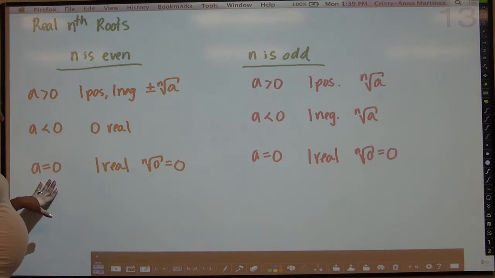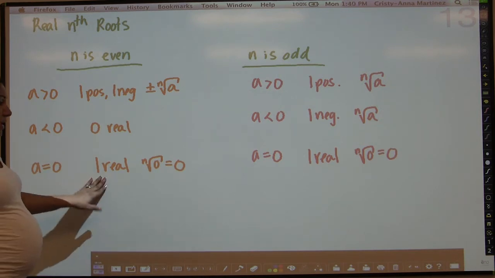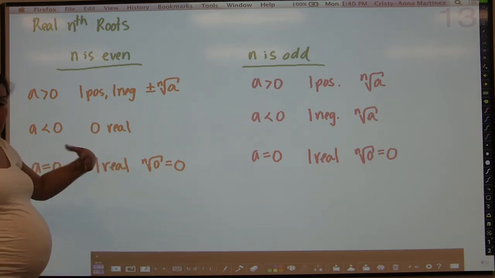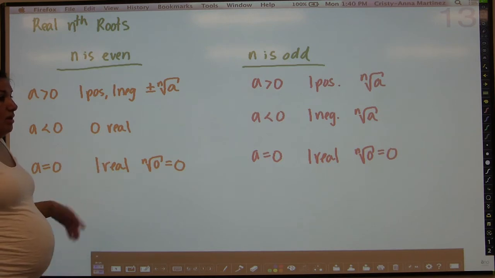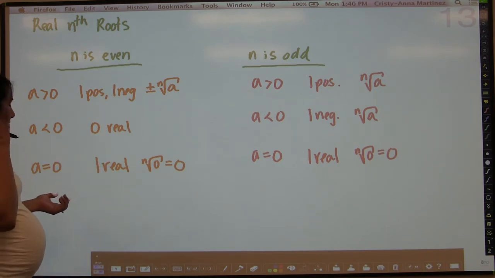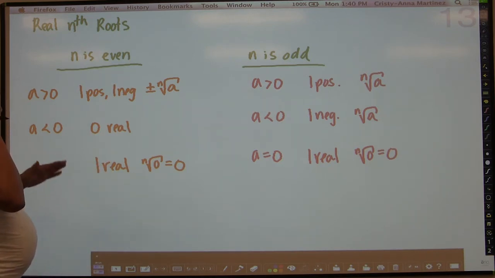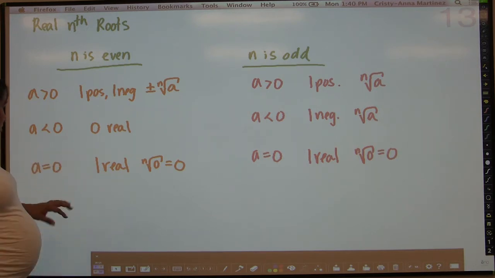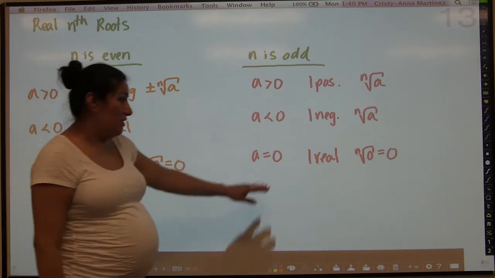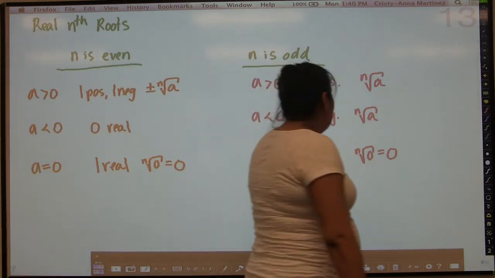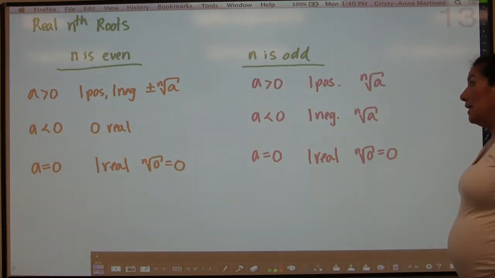And then of course, if a is 0, then you get one real root, which is 0, because any root of 0 is going to be 0, whether it's even or odd. So you have that here in the even case, and you also have it in the odd case. You'll have one real 0. Okay? Then you have odd.